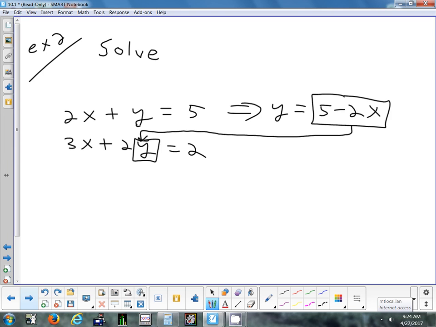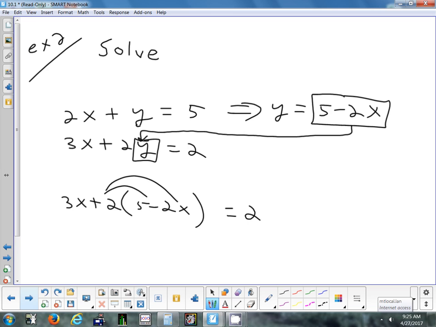Well, somebody tell me, how would I write this down? What would I write first if I plug this in? 2 equals. Well, that'll be at the end, equals 2. Then it would be 3x plus 2 parentheses 5 minus 2x. Yeah, that's what I was looking for. Just to make sure we put parentheses there, to remember that 2 is distributed.